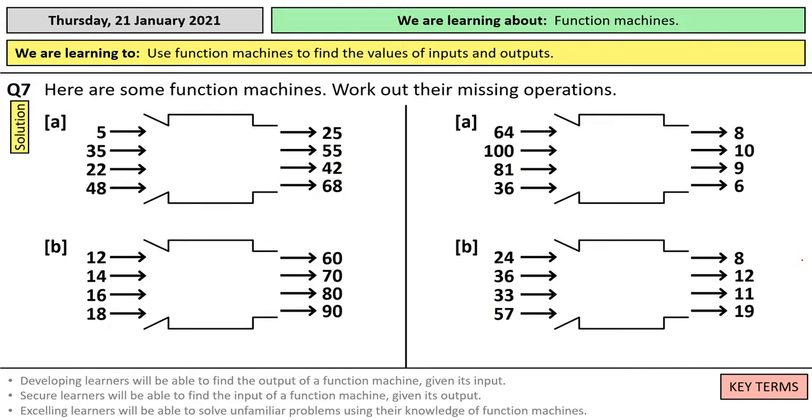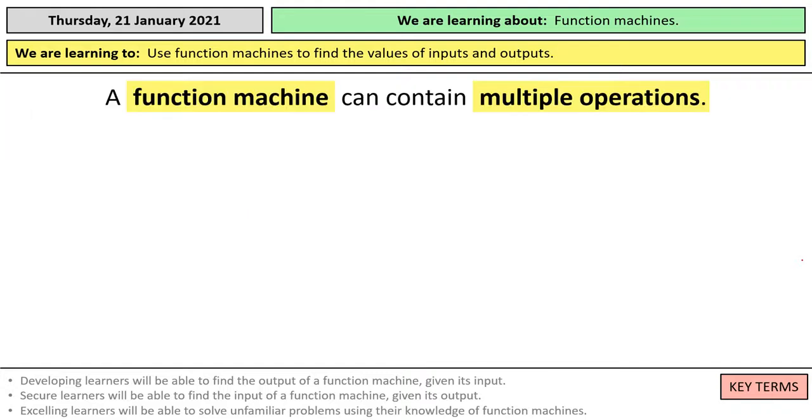Pause this video and have a go at these questions. You're having to find out what the missing operation is. Okay, so hopefully you'll understand that you only need to find one operation, so one operation that fits all of them. So for 7a, it's adding 20. B, it's multiplying by 5. C, it's square root. And D, it's divide by 3.